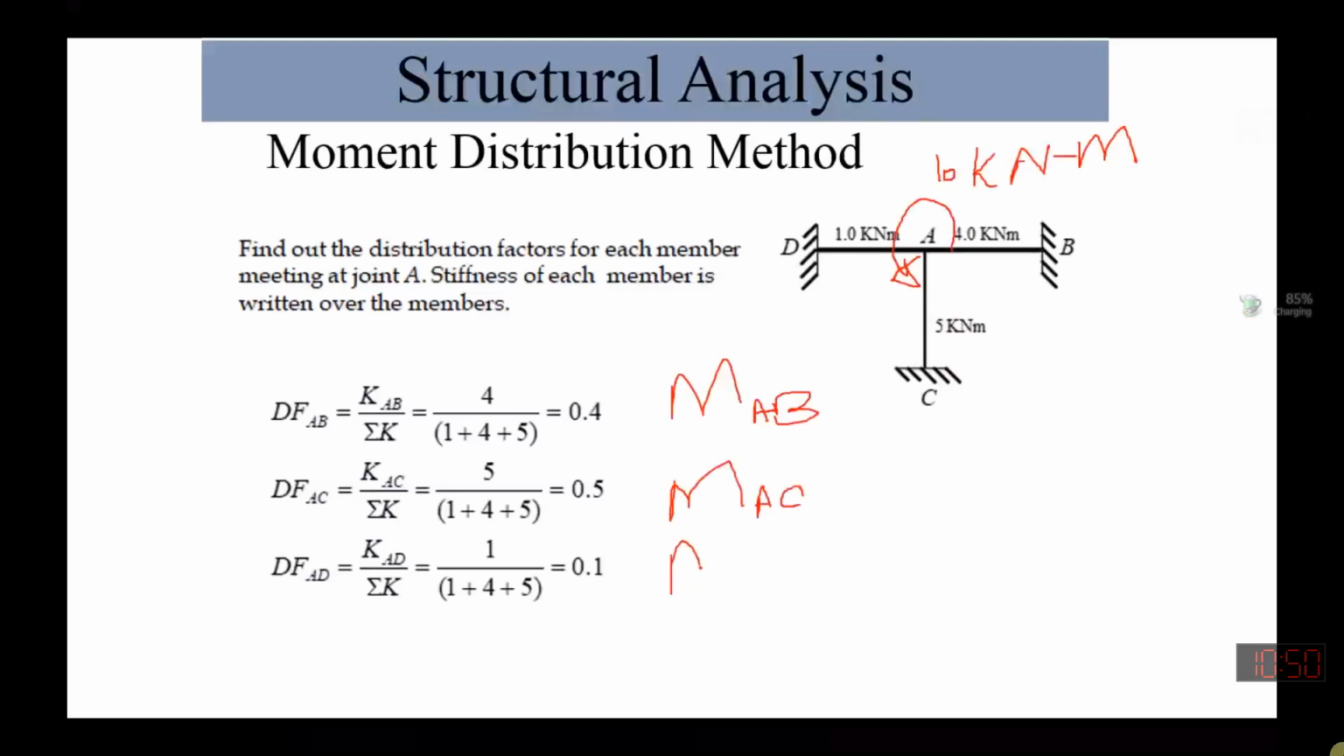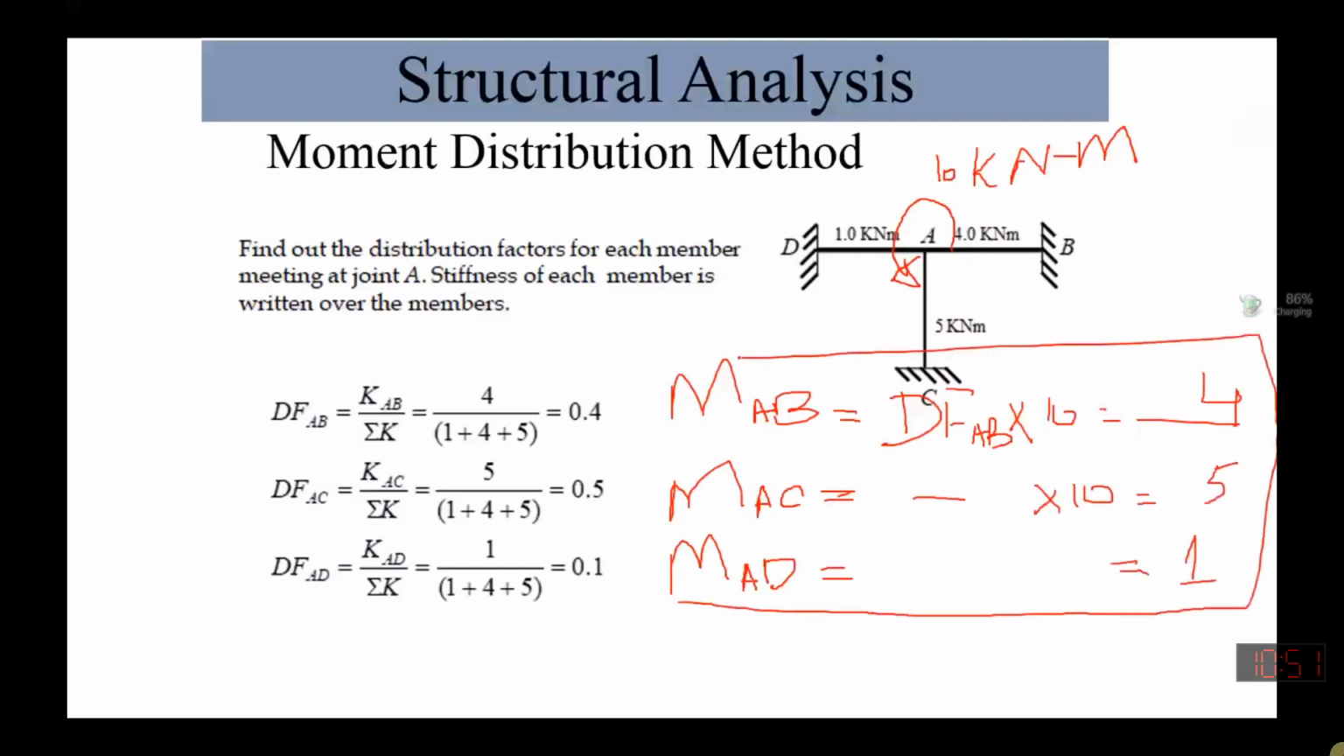Multiply the calculated factors by 10. Very beautiful. You just have to multiply the distribution factor with the moment. If I multiply the distribution factor of AB with the total 10, 0.4 into 10 will be 4. Similarly over here into 10 will be equal to 5, and this will be equal to 1. So that is a simple way to find the moment distributed to each adjacent member.